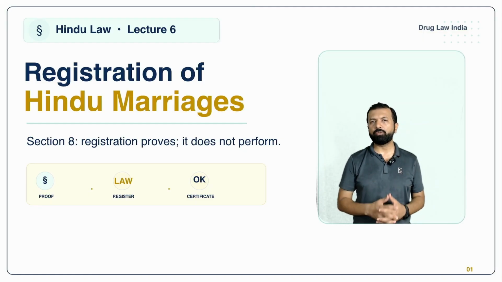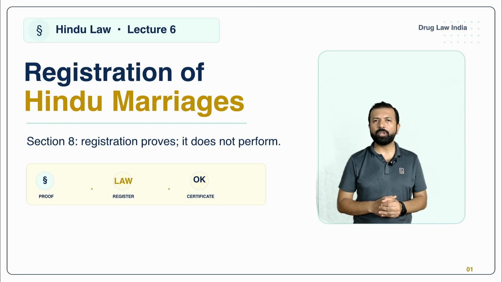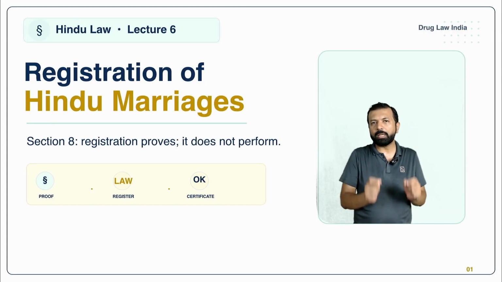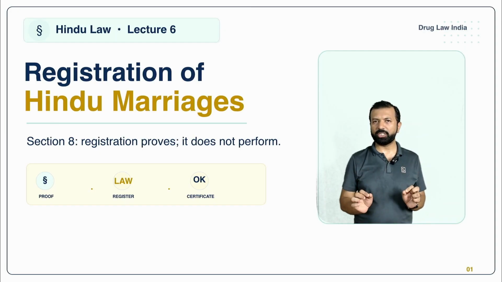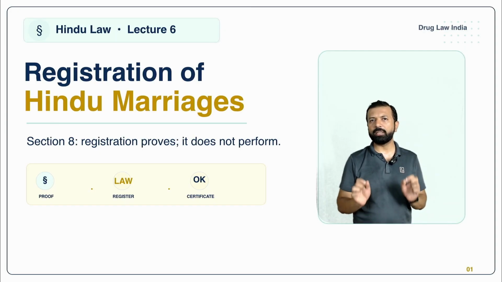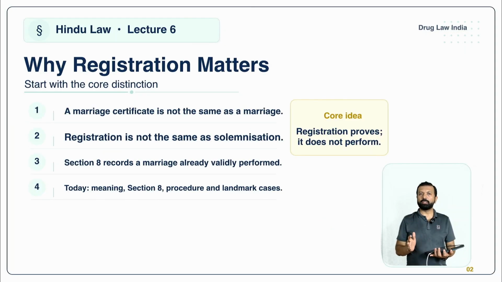The central idea of today's lecture is this: registration proves a marriage, but it does not perform the marriage itself. Section 8 of the Hindu Marriage Act does not create a marriage, it records a marriage that has already been validly performed. So today in this lecture, we will understand the meaning of registration read under Section 8, compare it with Section 7 and understand the procedure, and then discuss important cases like Seema versus Ashwani Kumar and Doly Rani versus Manish Kumar Chanchal.